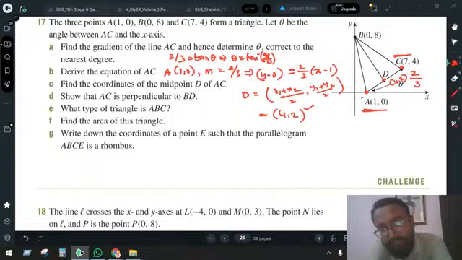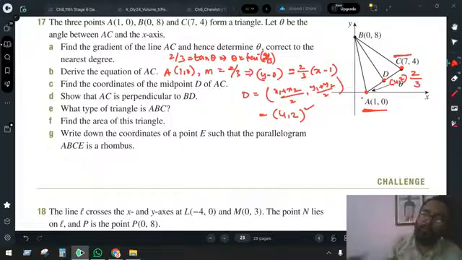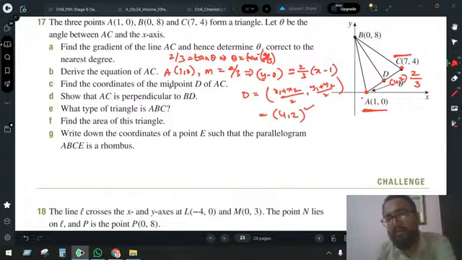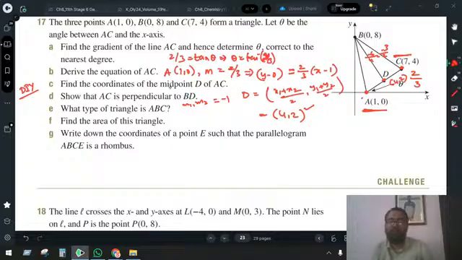By showing that the product of the gradients is minus 1. Its gradient is 2 minus 8, which is minus 6, over 4 minus 0, which is 4, equals minus 3 by 2. So the product m1 m2 equals minus 1. This is a rough key solution only, not a hyper advanced solution.